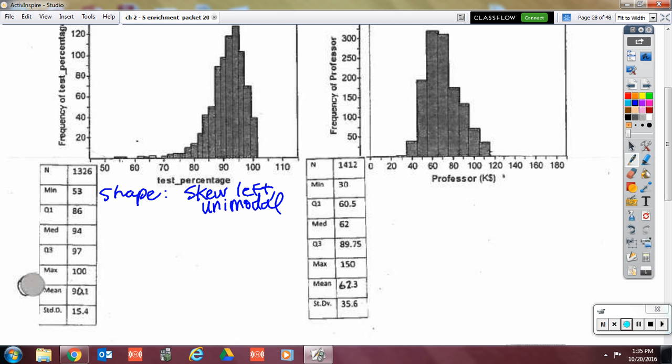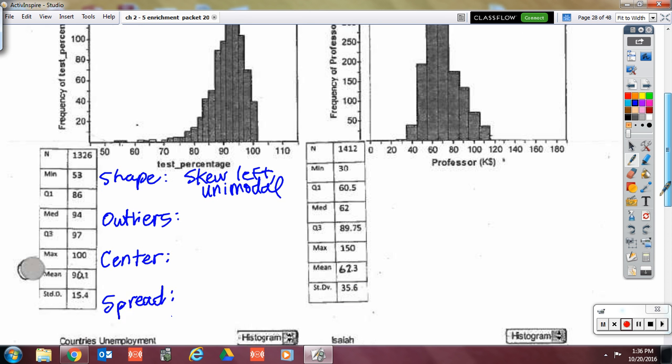So what's next? After shape, we do outliers. We're going to have to figure out if there are any outliers. There might be. It kind of looks like there might be, but we know how to compute this. Let's talk about that in just a second. Let's talk about center and spread. Since we have skew, we must choose to use median and IQR. If you have skew, then you must choose to use median and IQR.